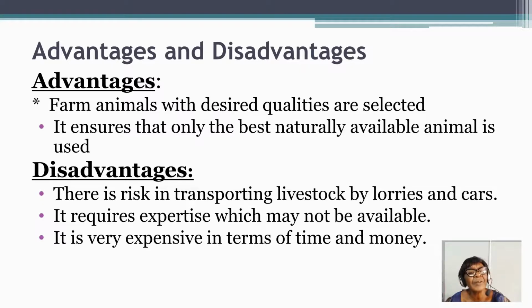Advantages and disadvantages of selection. Farm animals with desired qualities are selected. Desired qualities, you select them, you pick them. Then selection ensures that only the best naturally available animal is used. You select the best and then use them in animal breeding.